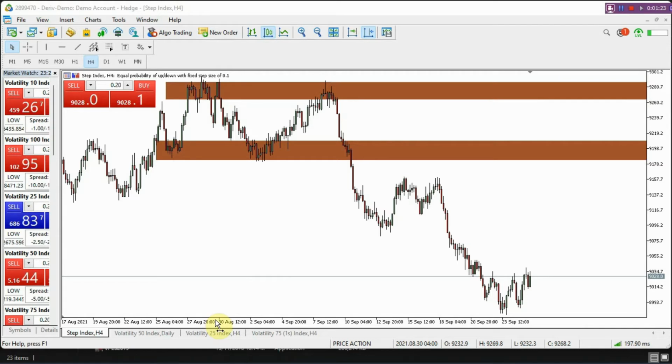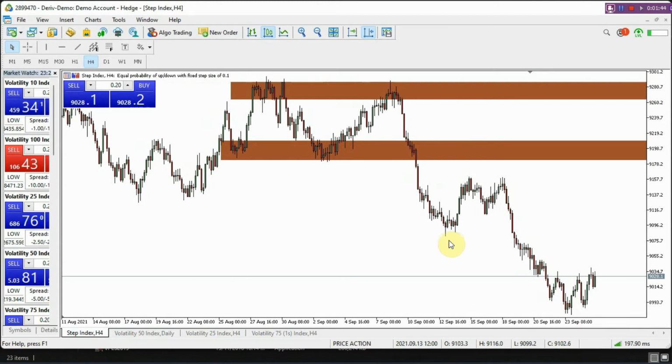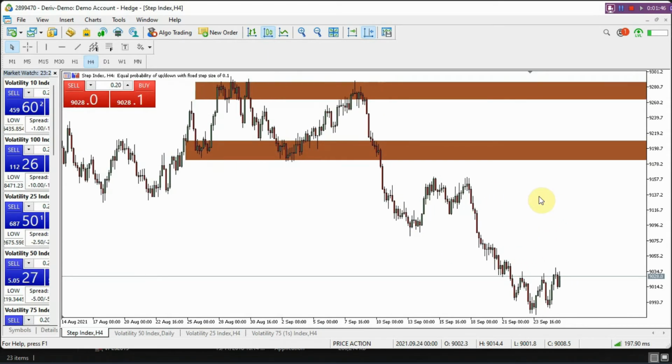We're analyzing 4 indices this week: step index, VIX 50 volatility 50, VIX 25 volatility 25, and also VIX 75 1S, which is also called volatility 75 1S index. We're not really going to be taking much of our time, so we're rushing on. Remember, most of our analysis played out last week, and we may just be continuing on the idea of what we had on this analysis.